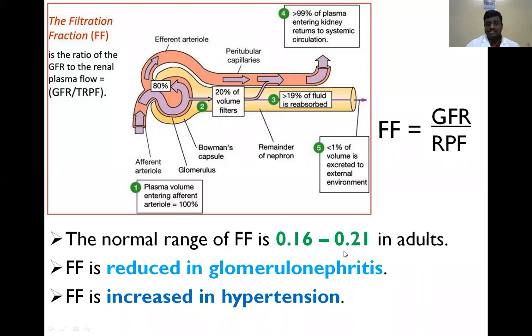The normal range is 0.16 to 0.21. Filtration fraction is reduced in glomerulonephritis. Glomerulonephritis means there is a problem with the glomerular part, so there is no proper filtration. Next, filtration fraction is increased in hypertension. Hypertension means a high amount of blood flow to the glomerular part, so in this condition more filtration takes place. So this is about filtration fraction.